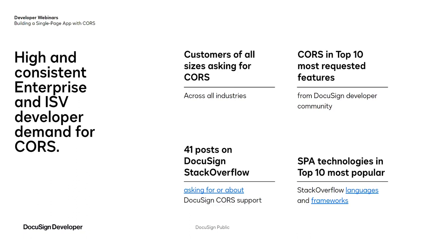We've heard feedback from customers of all sizes asking for CORS, small, medium, large enterprises, ISVs, across all industries, from finance to manufacturing to automotive to healthcare. We've even had internal requests in addition to all the external feedback we've gotten. Our own DocuSign teams who have apps hosted on different domains that want to communicate with the eSignature REST APIs.